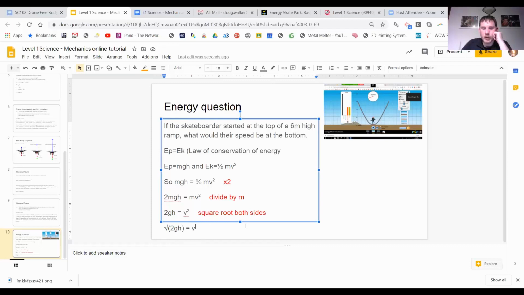Now the really cool thing about that is that if we are on Earth, which we are, then on Earth, g equals 10, and so we can simplify that equation a little bit further.